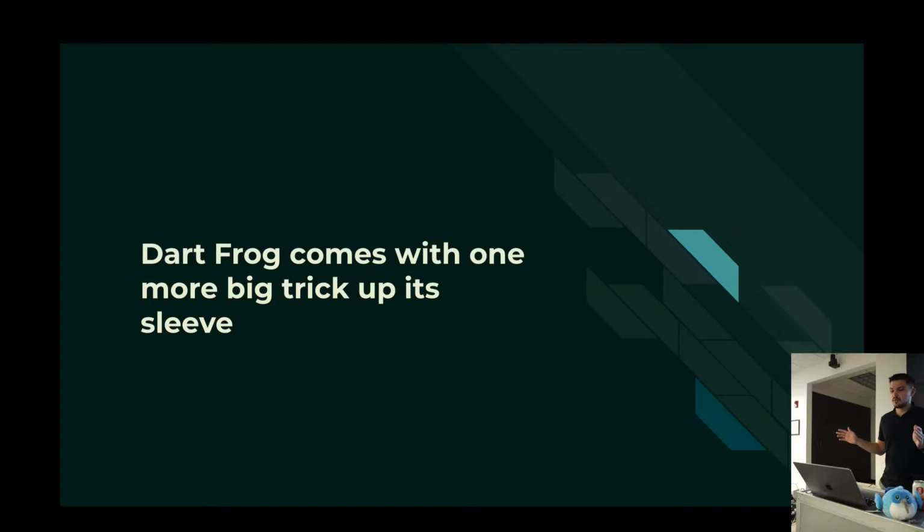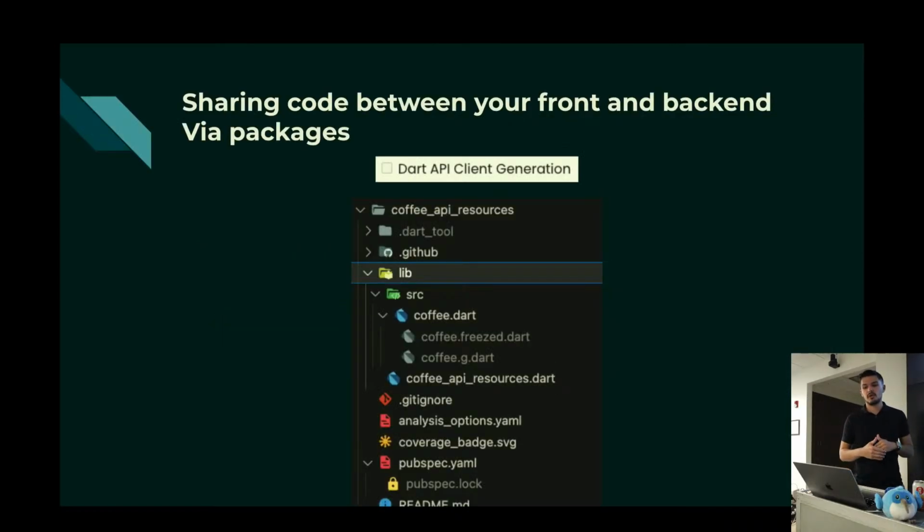But Dartfrog comes with one more really big trick up its sleeve that you're not going to get from any other options, and that is being able to share code between your front end and back end via packages. So this, to me, is what's most intriguing and can save you a lot of time. So typically you have your back-end team and your front-end team working in isolation. Maybe you have a JSON API that you're going to interact with. And then on the front end, that team's going to have to build out models as we do with our JSON serializable and freezed packages. And then any changes are going to happen asynchronously, and that could cause the app to break.